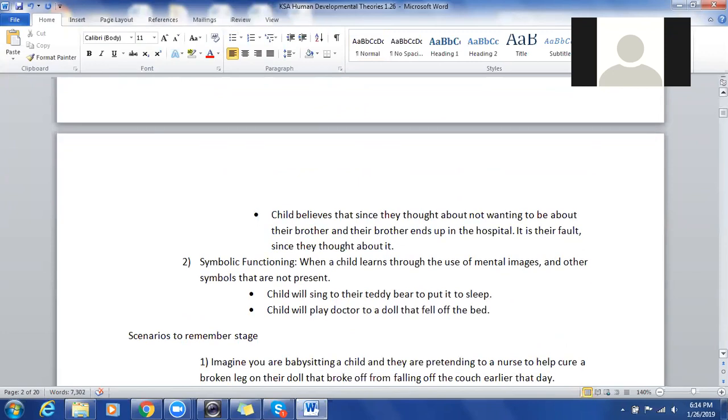And then the symbolic functioning, which is another key milestone within this stage, is when a child learns through the use of mental images and other symbols that are not present. Therefore, like if a child is seeing someone getting serenaded or sung to bed, they may start singing to their bear to put him to sleep. Whether that is actually true or not, it's up to the child. However, they start to exhibit things that aren't actually real for the sake of them seeing someone else do it. Such as a child may play doctor to a bear that fell off the bed when they saw someone fall off a bed and have to go to the hospital.